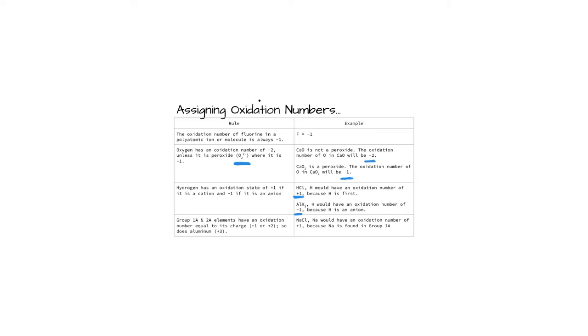Groups 1A and 2A elements have oxidation numbers equal to their charges, +1 or +2, and aluminum has an oxidation number equal to its charge of +3. So in NaCl, Na would have an oxidation number of +1 because Na is found in group 1A.